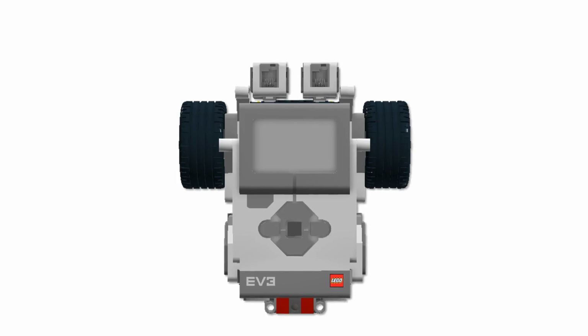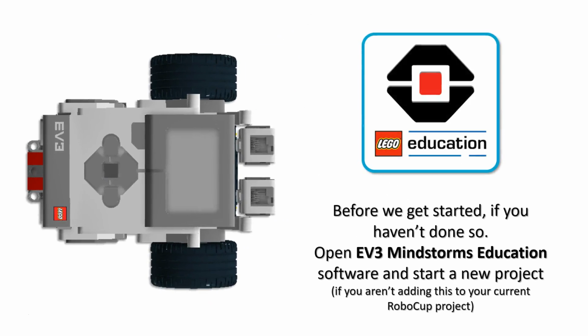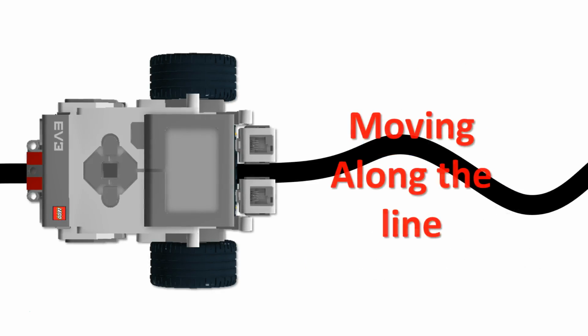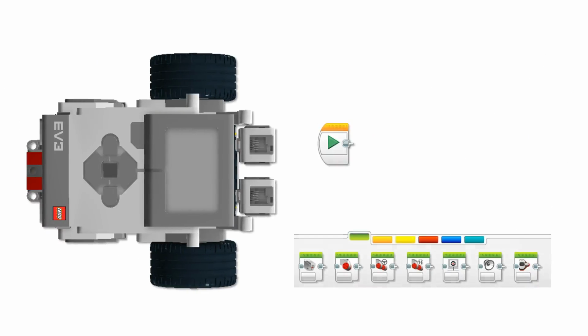If you haven't done so yet, open up the EV3 Mindstorms education software and either start a new project or continue developing your RoboCup project. So let's get this robot moving. We will start by setting up and looking at the basic move codes to develop our program.